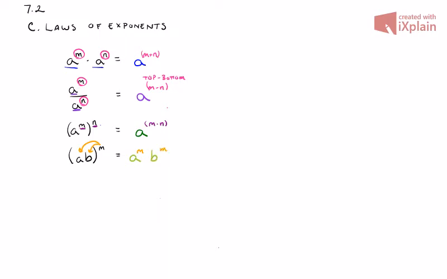We can also do this with regards to a situation with division, and we've already discussed that. But just to add it, and you might want to add this to your notes, if you have a divided by b raised to the m power, that is the same thing as a to the m divided by b to the m.